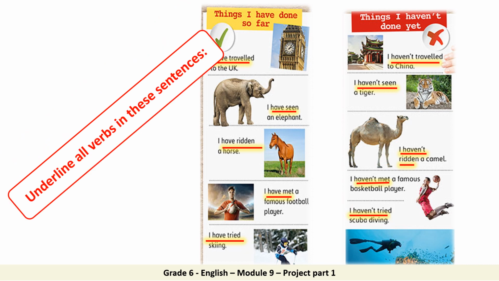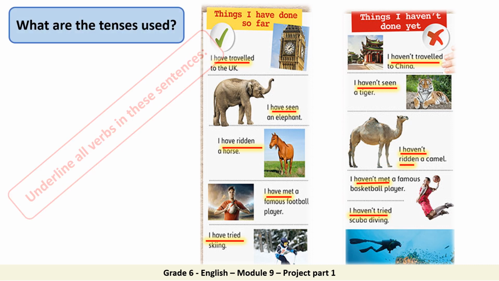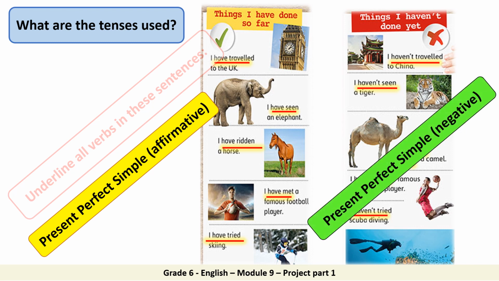Well, now let's look at all the sentences. What do you notice here? What are the tenses used in this poster? Excellent. On the left, we use the present perfect simple affirmative sentences. And on the right, we have used the present perfect simple but the negative form. So now it's your turn to do the same when you write the poster.